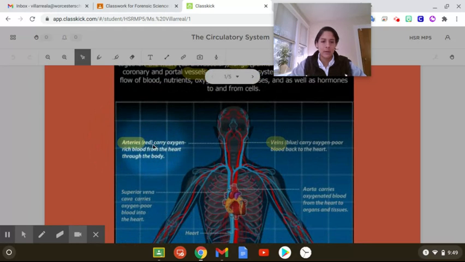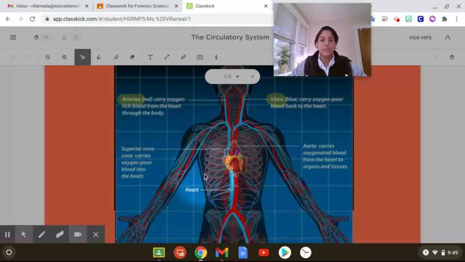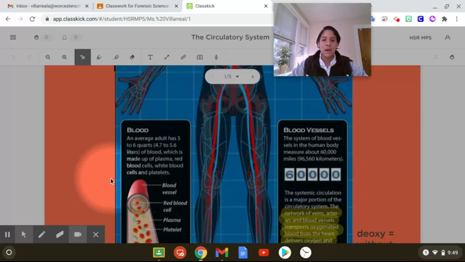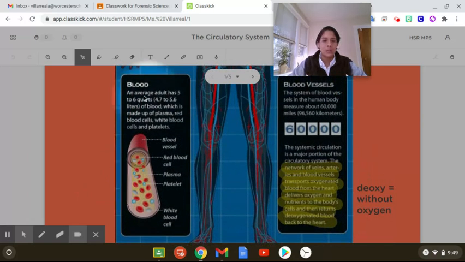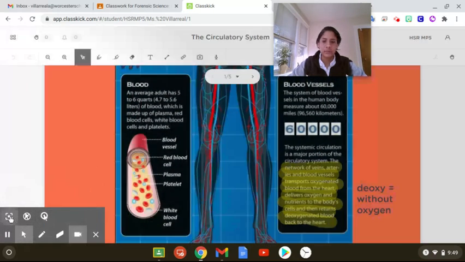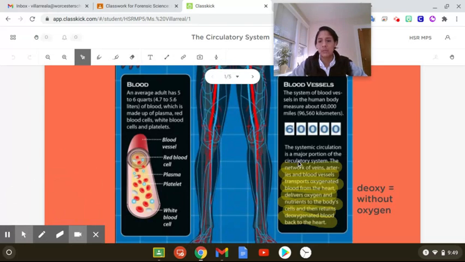Arteries, red, carry oxygen-rich blood from the heart through the body. Veins, blue, carry oxygen-poor blood back to the heart. We have the superior vena cava, which carries oxygen-poor blood into the heart from the top of the body. Here's the heart here. The aorta carries oxygenated blood from the heart to the organs and tissues. So then it talks about the blood and the blood vessels. The system of blood vessels in the human body measures about 6,000 miles.